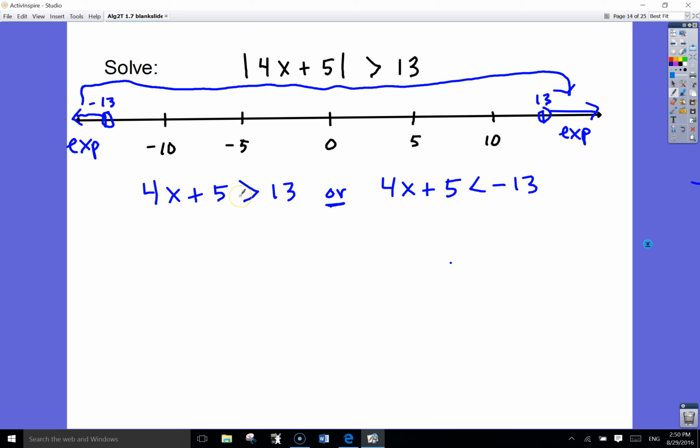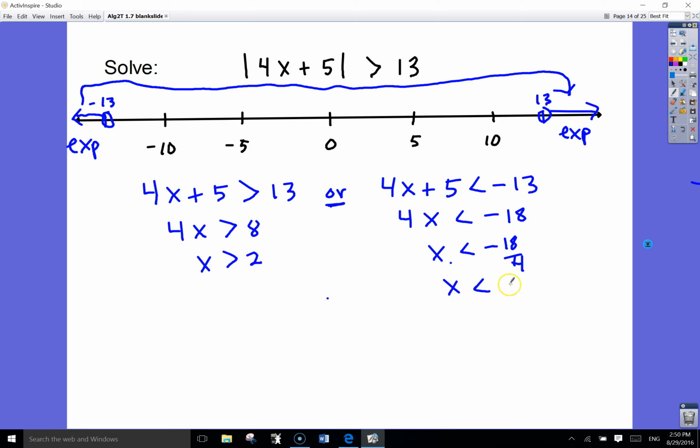Okay, let's solve these. 4x plus 5 is greater than 13. Subtract 5: 4x is greater than 8. Divide by 4: x is greater than 2. For the other one, subtract 5: 4x is less than negative 18. x is less than negative 18 over 4. So x is less than negative 9 halves, and that is negative 4.5. Okay, now we graph.